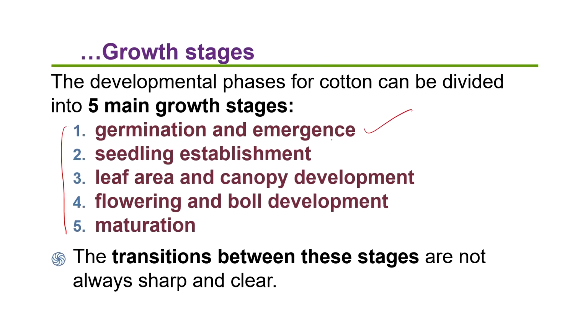So this is germination to field emergence, then seedling establishment, and then vegetative growth will start, and leaf area and canopy development will happen. It will include branching also. Flowering and ball development, and then maturation. So the transitions between these stages are not always sharp and clear. Definitely they are going to overlap each other.